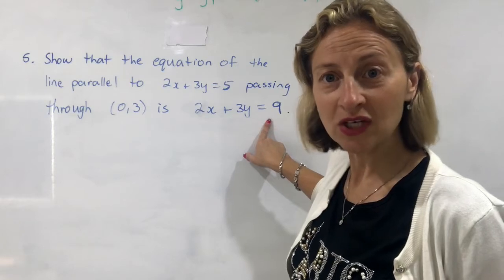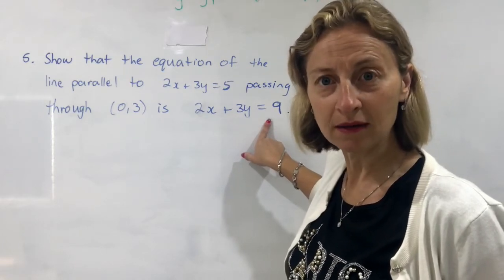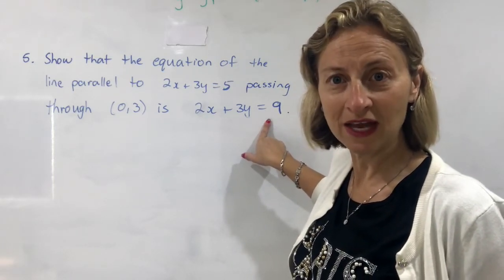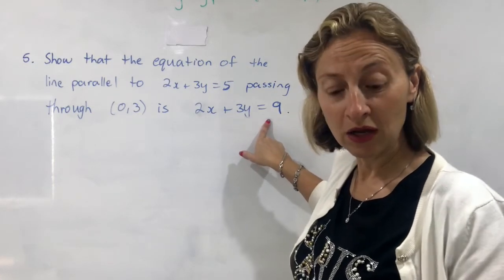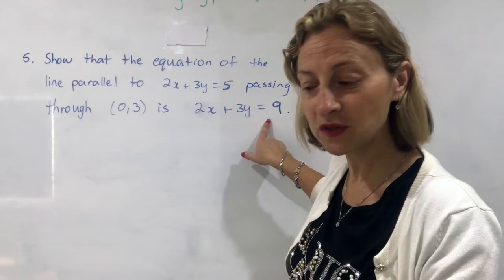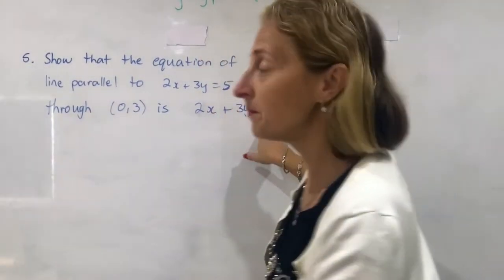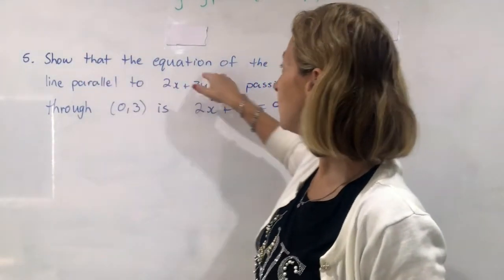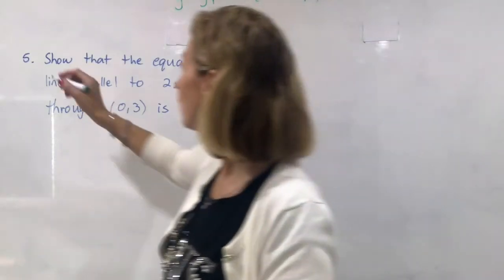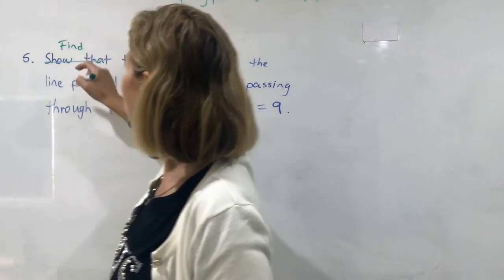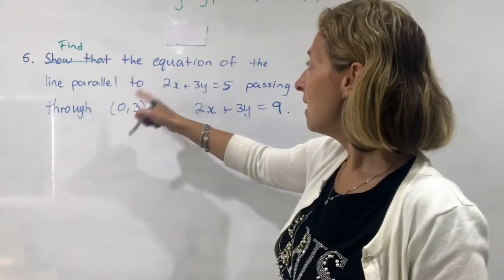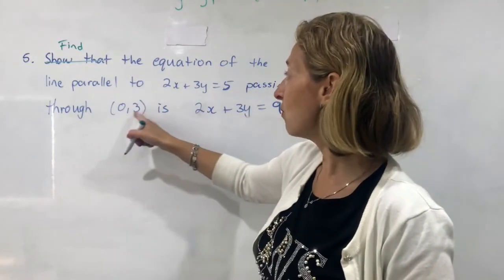This is like having a question in an exam that's given you the answer, so you know that you're right at the end. So I've always really liked these questions. You just have to know how to interpret the question so that you actually know what to do. So instead of reading show that the equation, let's change the words show that and just make it find. So it's find the equation of the line parallel to that passing through (0, 3).